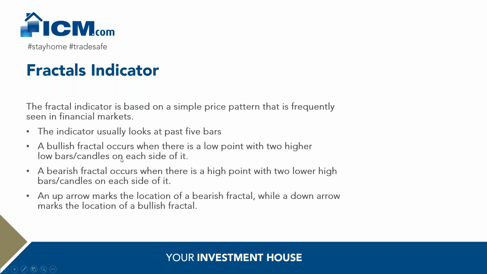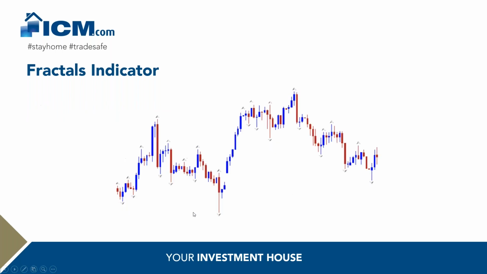When you come to the bearish fractal, it occurs when there is a high point with 2 lower high bars or candles on each side of it. So that means exactly the opposite. As we see, a high point with 2 lower high bars or candles on each side. This up arrow marks the location of the bearish fractal, while the down arrow marks the location of a bullish fractal. So it's very simple to identify, and it's easy to get into the markets.